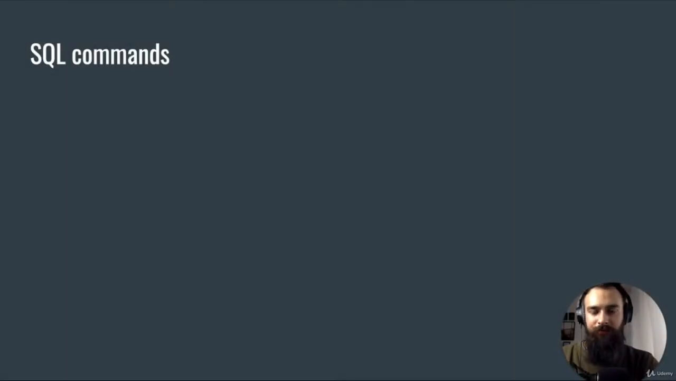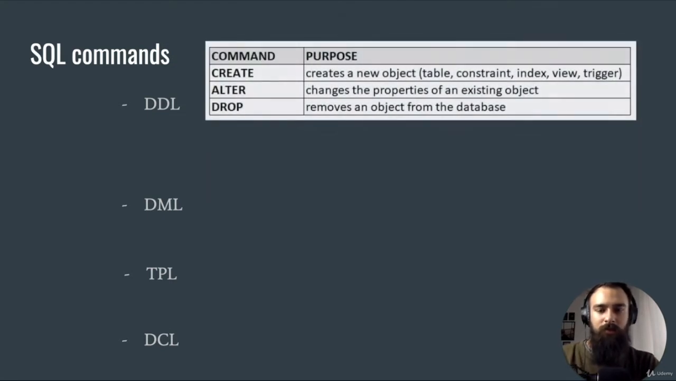SQL Commands. There are four types of SQL commands. First of them being the DDL. DDL stands for Data Definition Language, and it's used to define the objects in the database. The commands that are contained by the DDL language are create, alter, and drop.